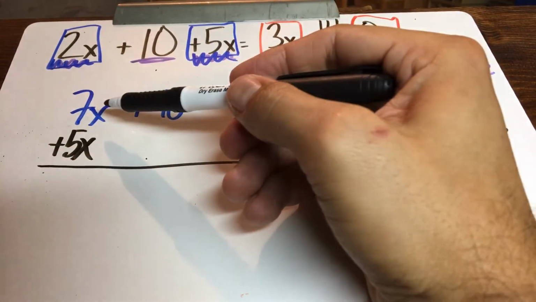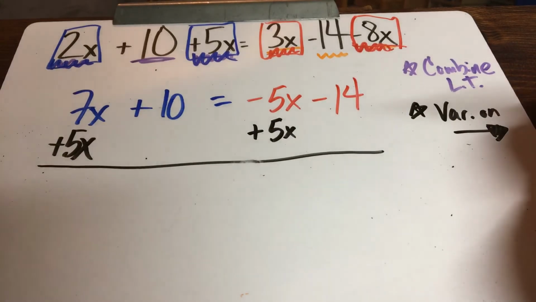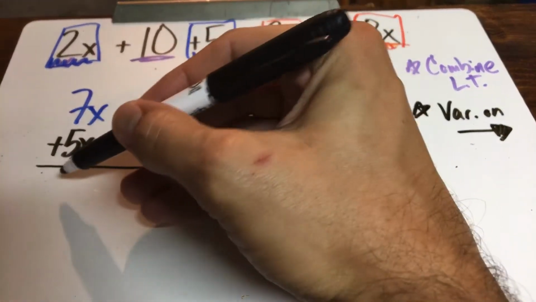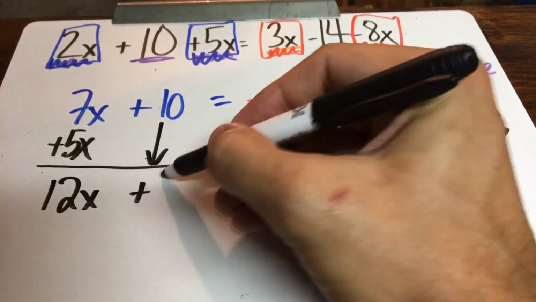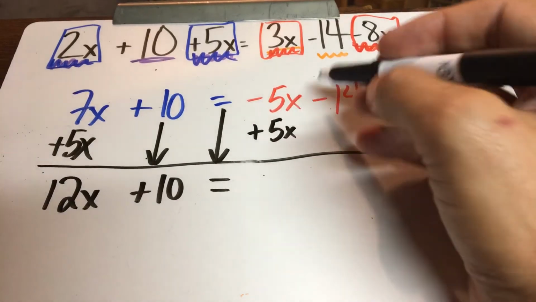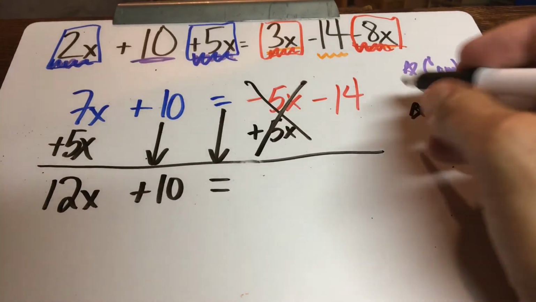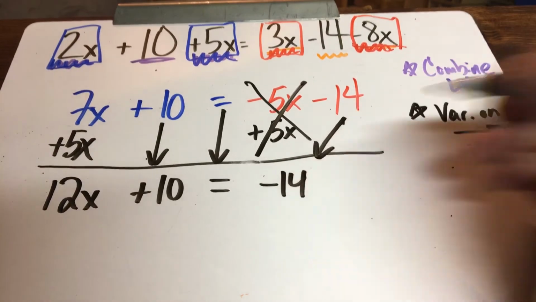And look where I put it. I put x's underneath the other x's. I don't put x's over here with the plain old numbers. That's not where it goes. 7 plus 5 is 12 x's. The rest of it, the 10, you can draw these arrows if you want to really demonstrate how you're dropping it down. Negative 5x and positive 5x, you make 0. And so 0 minus 14 is just negative 14. This just kind of drops down over here.